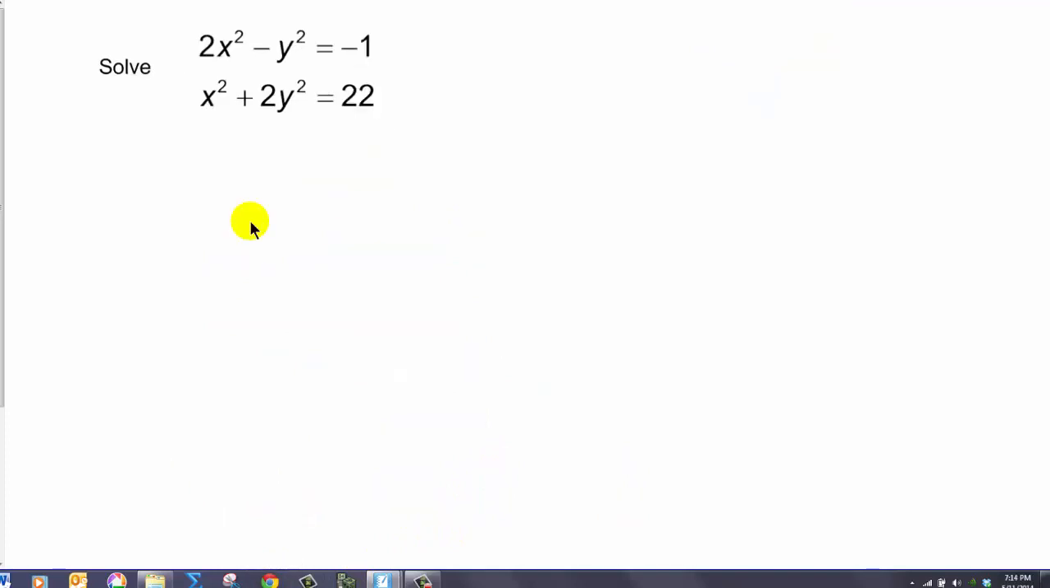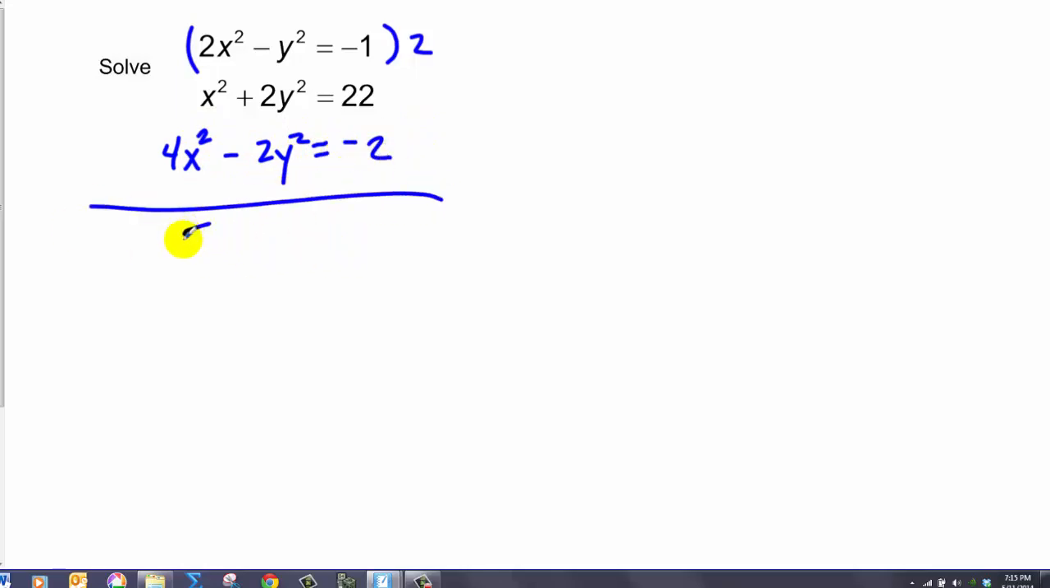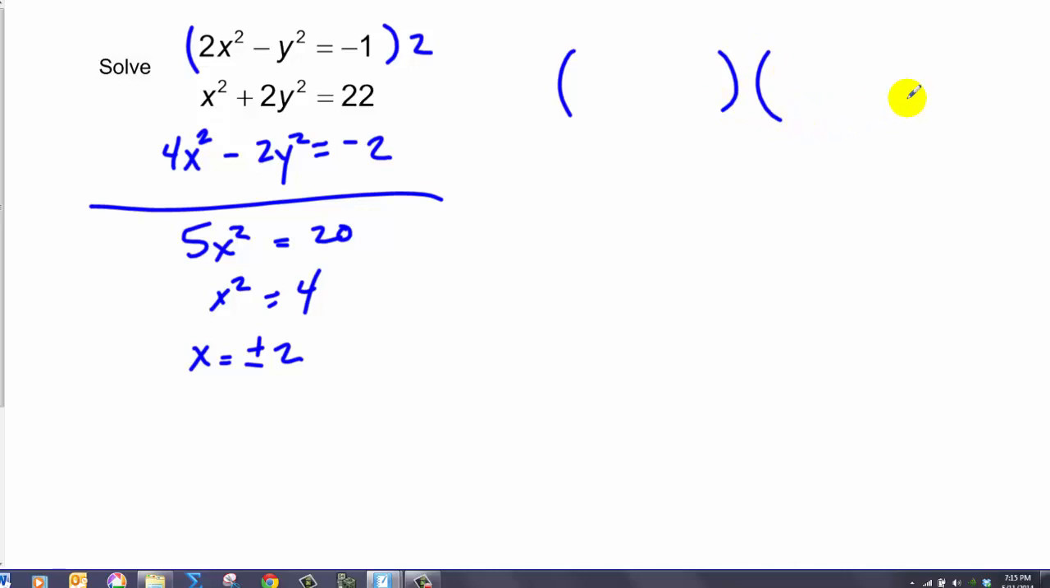So in this problem, you'll notice we have a hyperbola and an ellipse, and I could once again use a substitution, but I think I'm just going to multiply by 2 in this case, giving me 4x squared minus 2y squared equals negative 2. Add up: 5x squared, the y squareds go away, equal to 20. x squared is equal to 4. So x equals plus and minus 2.